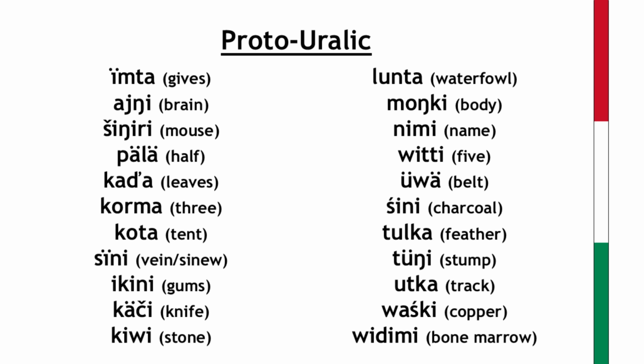So, here is our initial word list in Proto-Uralic. Umta, Oingi, Shingiri, Bala, Gaga, Korma, Kota, Suni, Igini, Kachi, Kiwi, Lunta, Monkey, Nimi, Witti, Uva, Shini, Tulka, Tungi, Utka, Waski, Withimi.